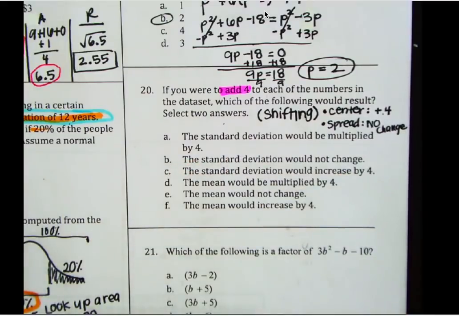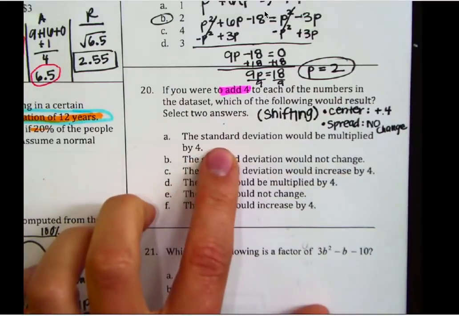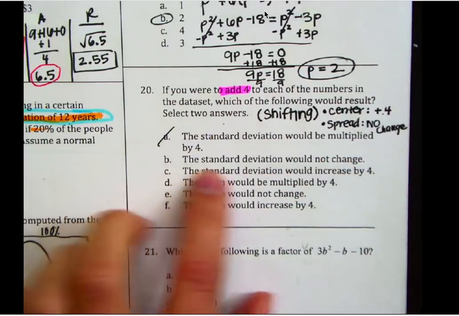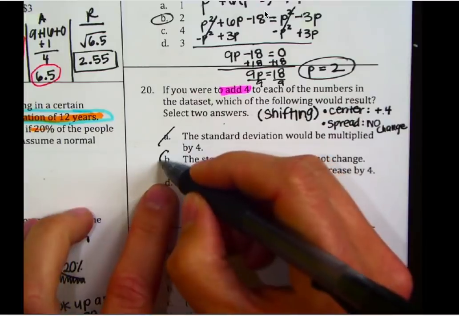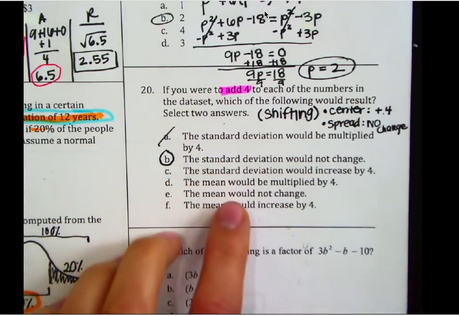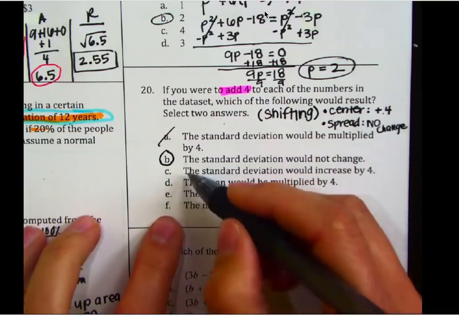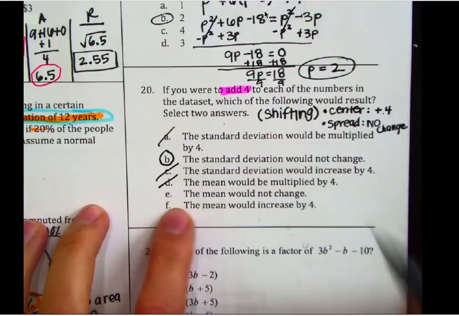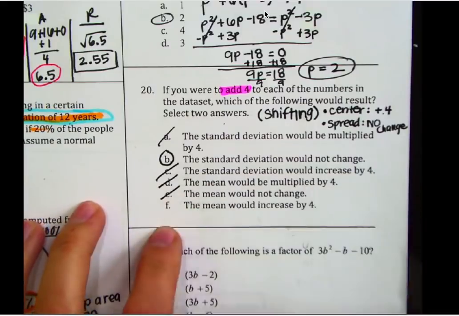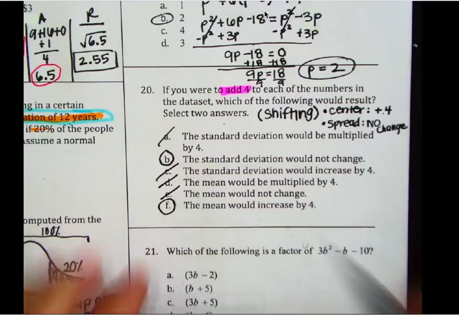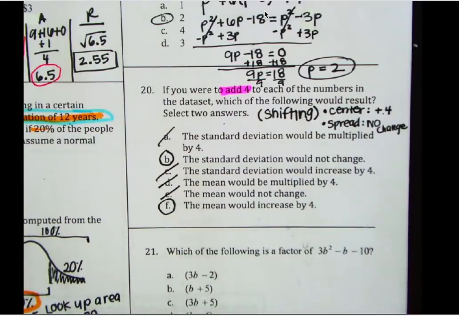Okay, so when we're adding 4, the standard deviation is not multiplied by 4. No, wait. Standard deviation does not change when you're shifting or adding 4. The standard deviation increases by 4? Nope. The mean is multiplied by 4? No. The mean would also increase by 4. So your answers are B and F.